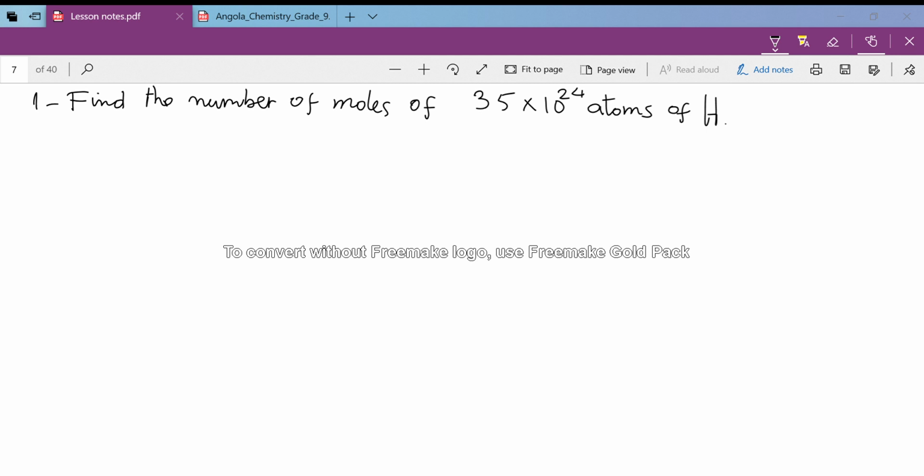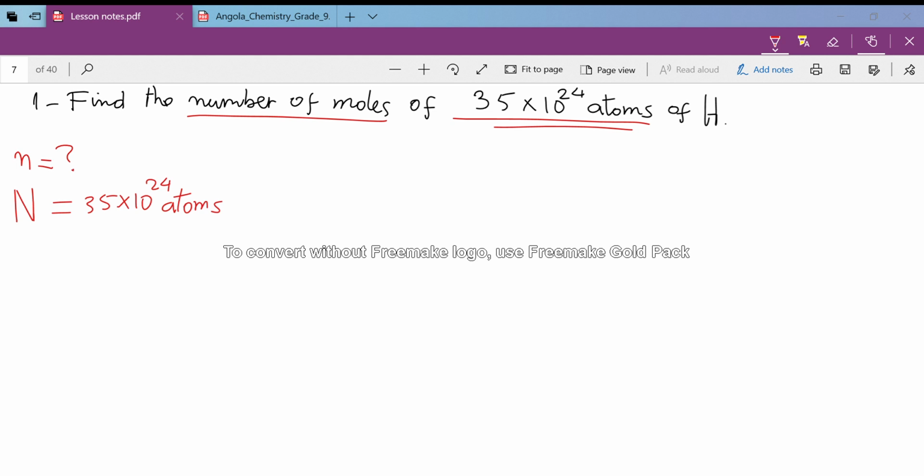Now, again, first we have to examine the information that has been given to you. So this is being asked for number of moles. Let me use the red now. So we want to know number of moles, and we have this atom. So this is number of particles that is being given to us. Number of particles is 3.35 times 10 to the power 24 atoms. Now the formula is that number of moles equal to number of particles divided by Avogadro's number.